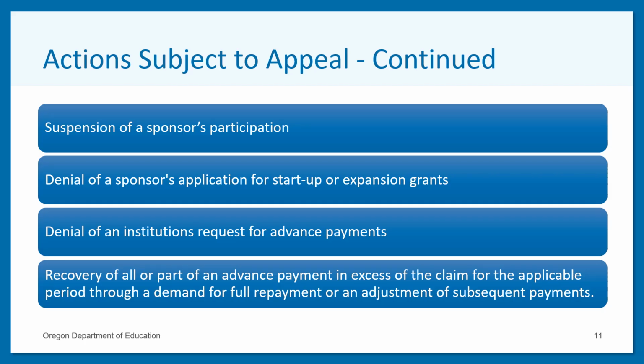Recovery of all or part of an advance payment in excess of the claim for the applicable period through a demand for full repayment or an adjustment of subsequent payments. Family daycare home sponsors may also appeal a decision by the state agency to recover all or part of an advance if the claim covering the applicable period does not cover the advance amount, regardless of the manner by which the demand recovery is made. For example, through a demand for full repayment or an adjustment of subsequent payments.